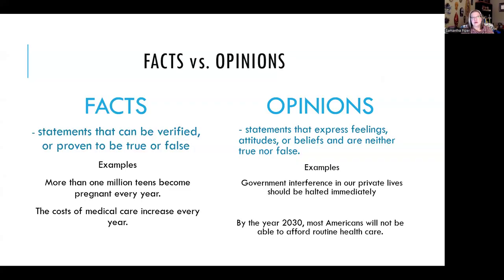Now, there's a lot of people in the United States that can't afford medical care. We know this. But there's a lot of people who can. We'd have to look.